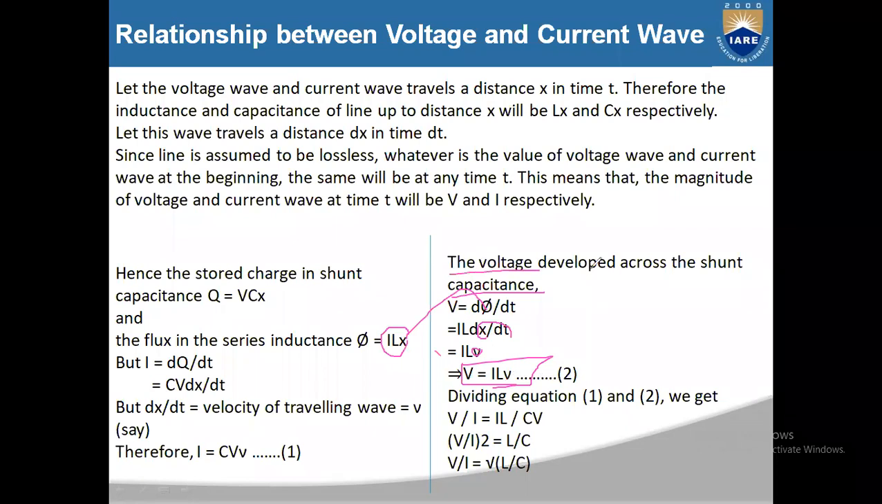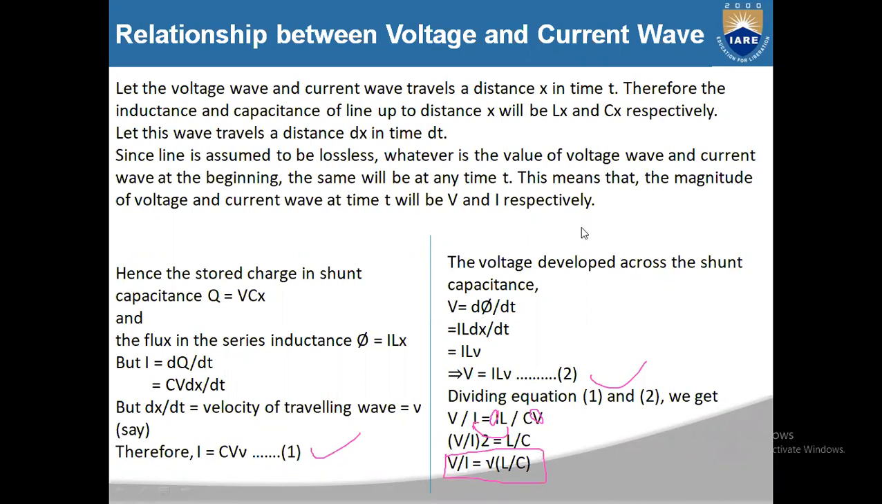So this is the voltage developed across the inductance. The voltage across the inductance is V equals dφ/dt. In place of φ, you write I into Lx. So the final value you are getting here is V equals I into L into small v, where this v is the velocity of light. Now we divide this equation and this equation, so that V by I is equal to I L v by C v. Now this I and this V go to this side, so you will get (V/I) whole square is equal to L by C. So V by I will be equal to square root of L by C.